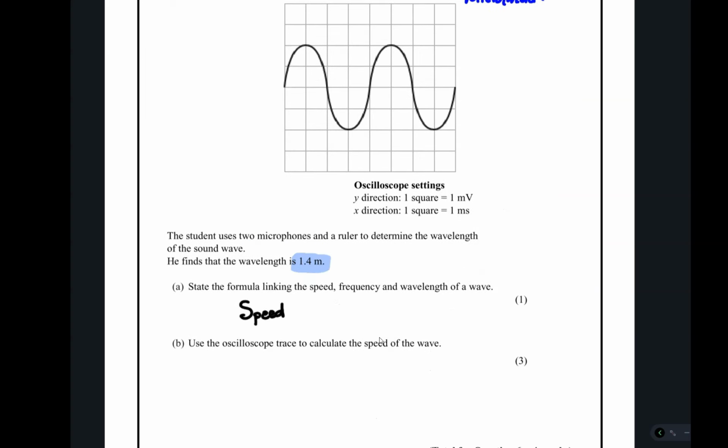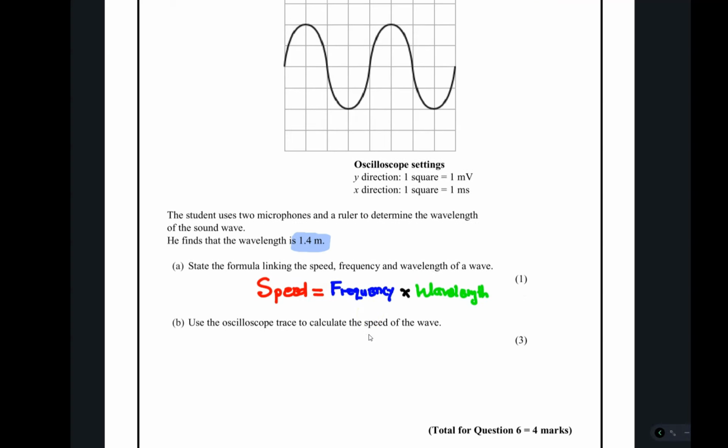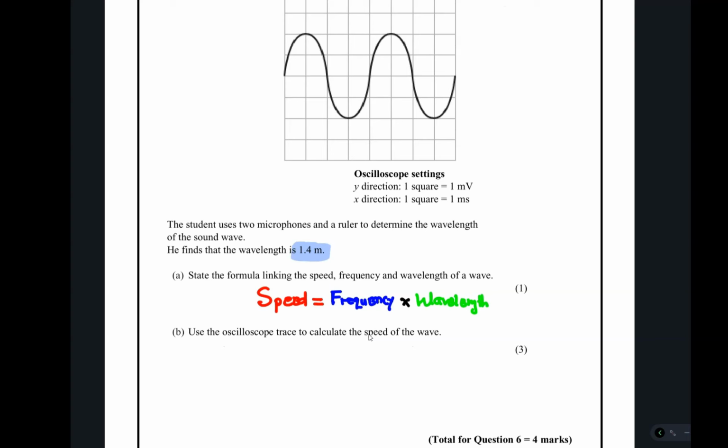Now we are supposed to state the formula linking speed, frequency, and wavelength of a wave, and we're going to say speed equals frequency times wavelength. Frequency has to be in hertz, and wavelength has to be in meters. You have to remember that. Always use the oscilloscope to calculate the speed of the wave. We are using the formula that we have stated.